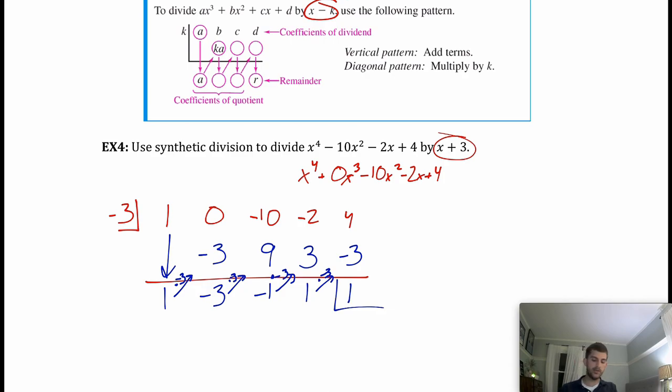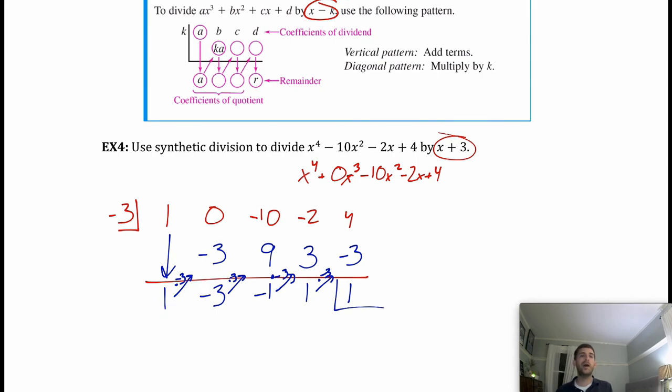So kind of working our way, and sometimes it helps us to think about it right to left. So that 1 there is our remainder. This 1 is going to be our constant. This negative 1 is going to be the coefficient for our x to the first term. This is going to be our coefficient for our x to the second term. This is going to be our coefficient for our x to the third term.